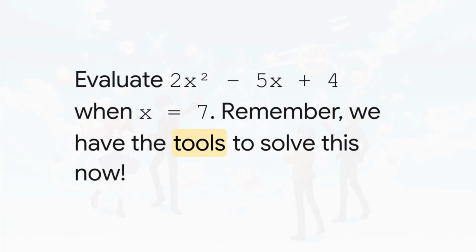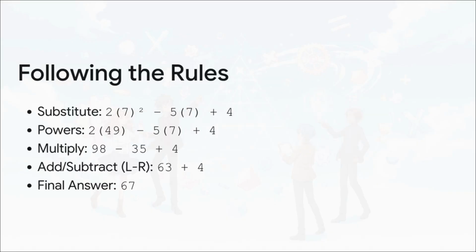Hey, remember this guy from the very beginning? Yeah, 2x squared minus 5x plus 4. It looked pretty complicated then, but now we actually have the tools to figure it out. So let's do it. Let's evaluate it for when x is equal to 7. Okay, step 1, same as before, substitute. We plug in a 7 everywhere we see an x. Now hang on, this is a really key moment.